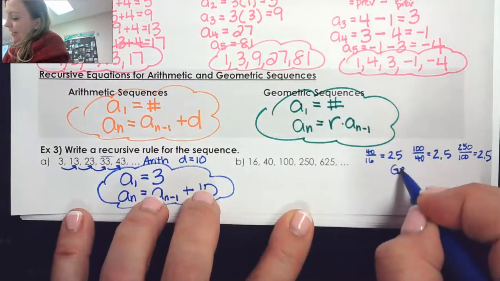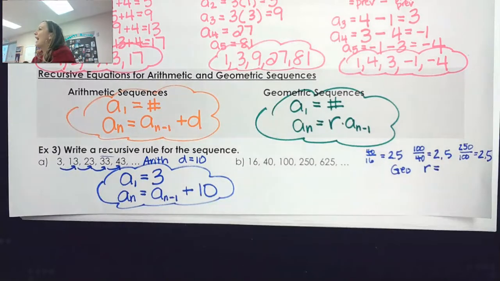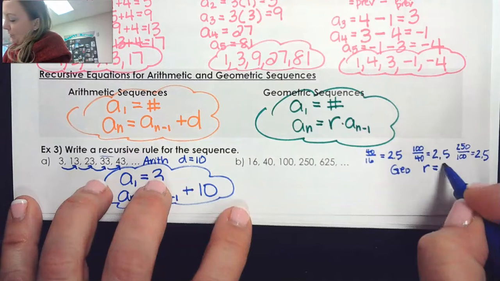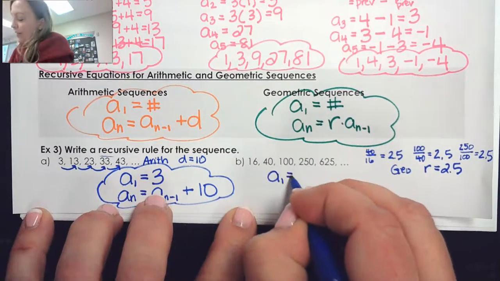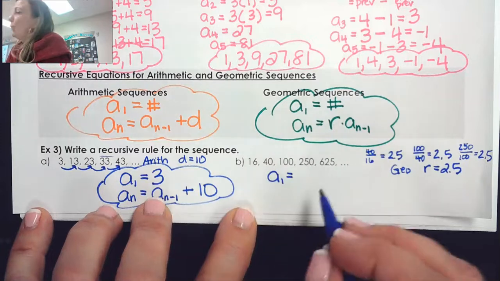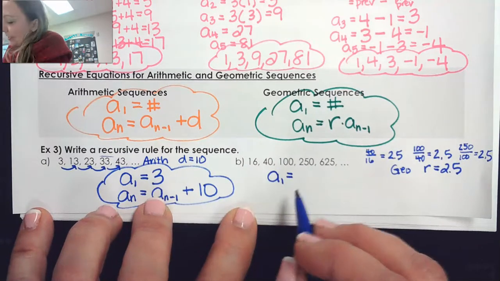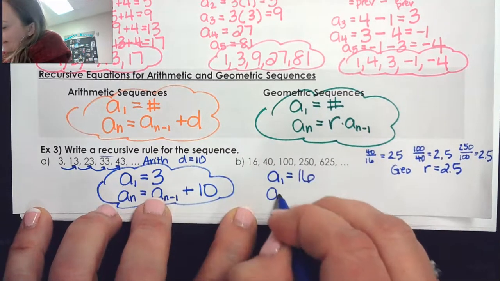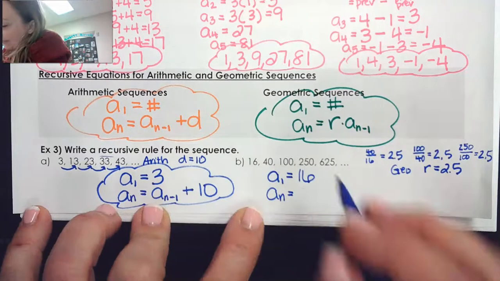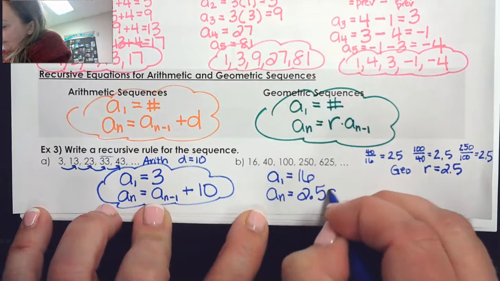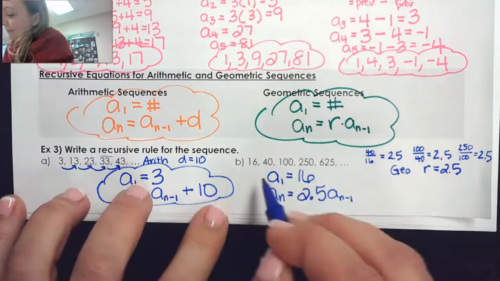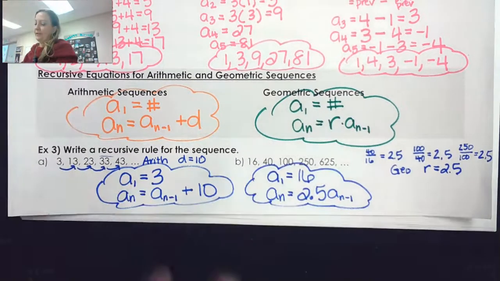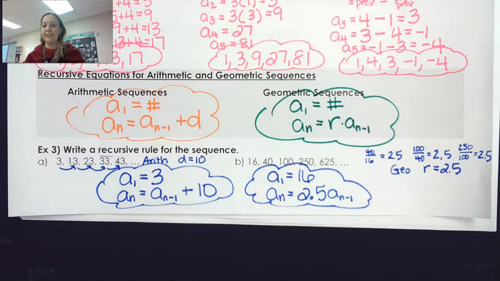This is geometric. And even though r wasn't obvious at first, what did we just find that r was? 2.5. So our rule is going to be a sub 1 equals, and where does it want us to start? 16. And now to find the next term, I'm going to multiply the previous term by 2.5. So 2.5 times a sub n minus 1. Okay. Great.